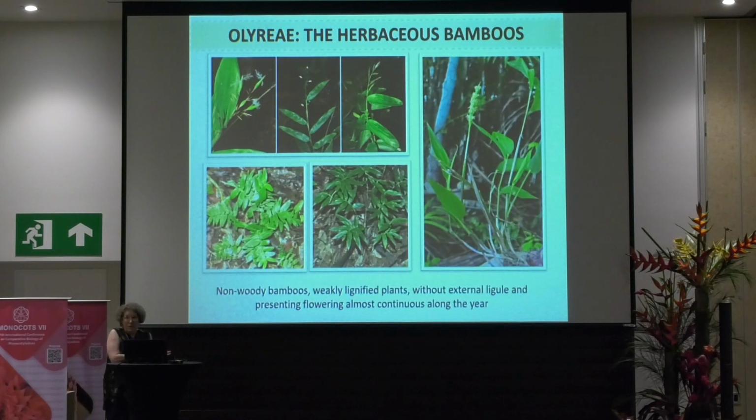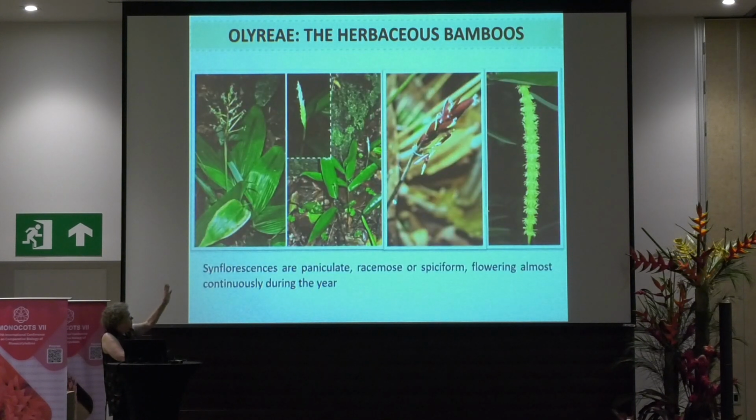So how do we know when we're looking at a herbaceous bamboo? So they basically do have somewhat woody stems. They're very weakly lignified, but they're still a little tougher than most other grasses. But they lack an external ligule, which the woody bamboos have. And they will flower pretty much seasonally. So pretty much every year, these guys are producing flowers.